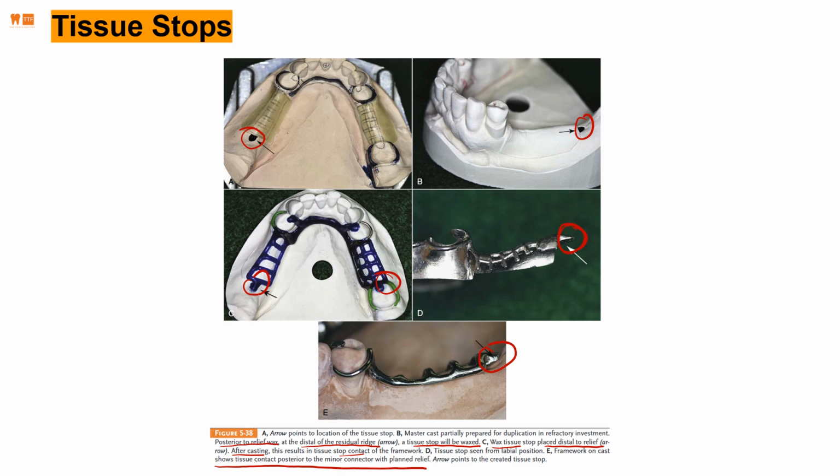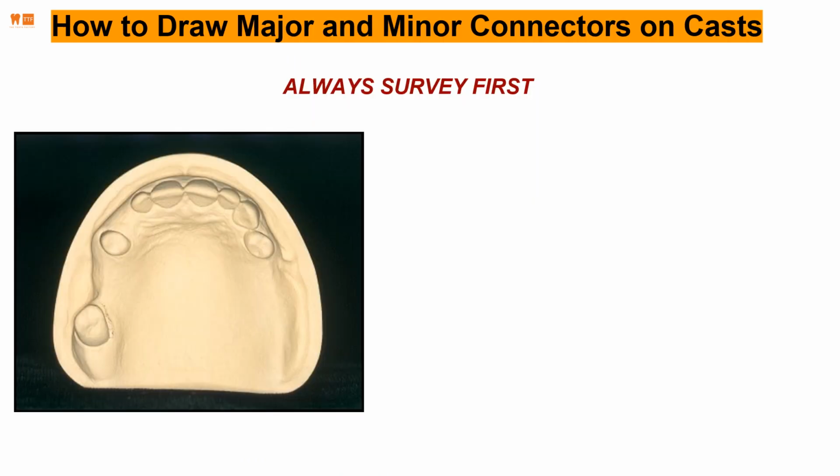So it kind of allows, for example, if you look closely, there's a little bit of a gap right here. So it kind of lifts this frame from the stone, and that's where the acrylic will flow and create a nice base. So how to draw a major and a minor connector on a cast? Remember, always survey first, and survey is a separate lecture as well.